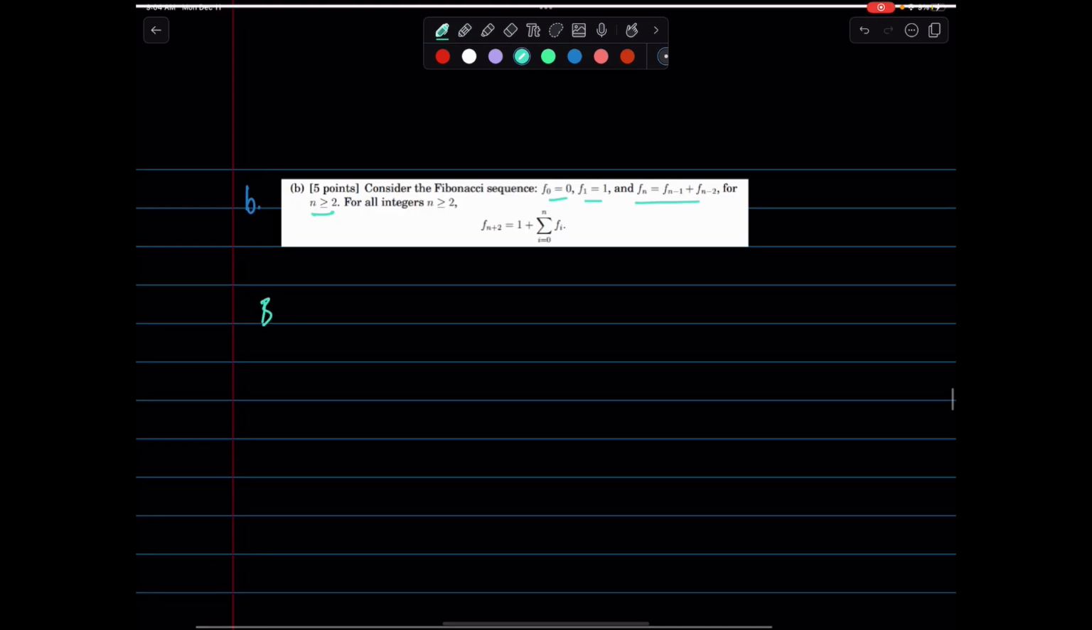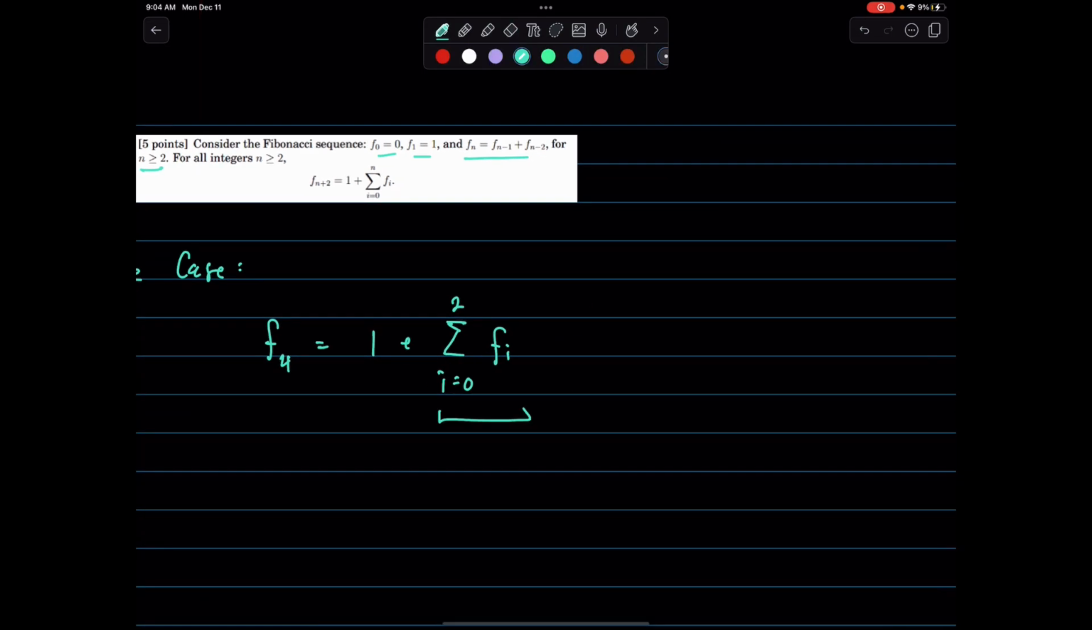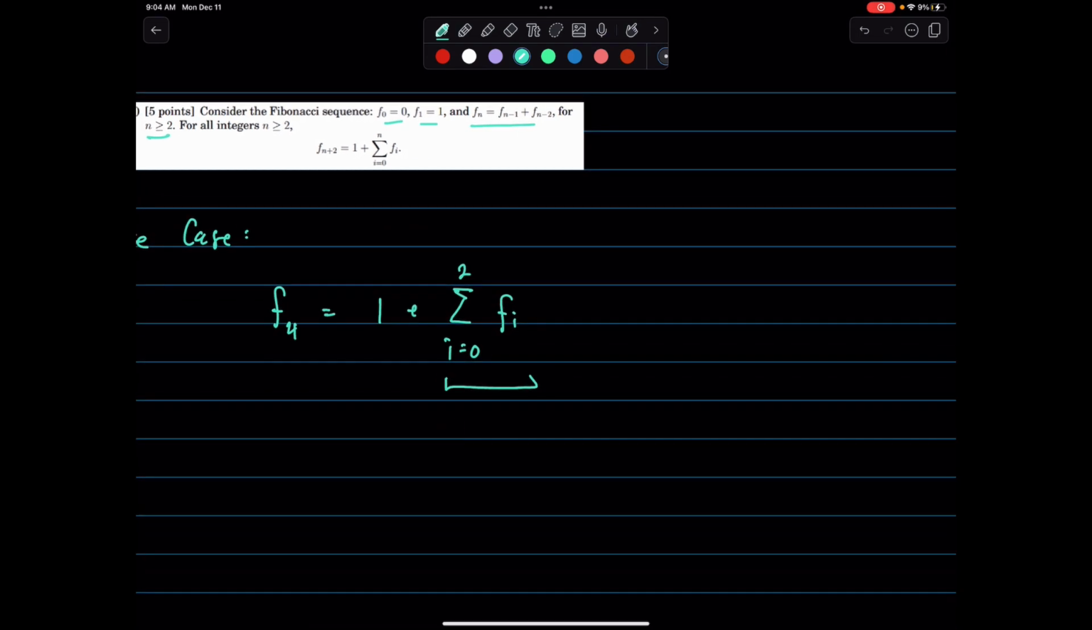First thing we do is find the base case. We'll do this for n equal to 2, so this would be f of 4, since it says f of n plus 2, that's 1 plus the summation from 0 to 2. We know that f of 0 is 0, f of 1 is 1, and we don't know f of 2, so we'll find f of 2 right now. f of 2 is f of 1 plus f of 0, so that is 1. This comes out to 1 plus 2, which is equal to 3.